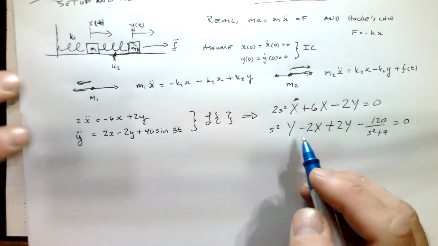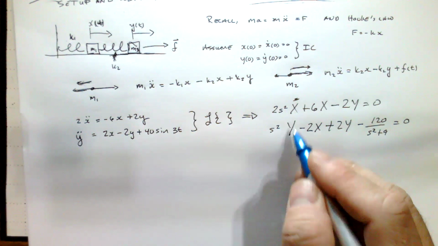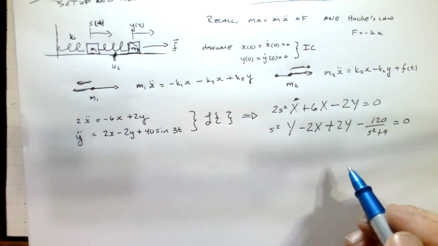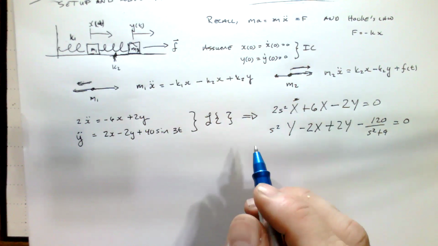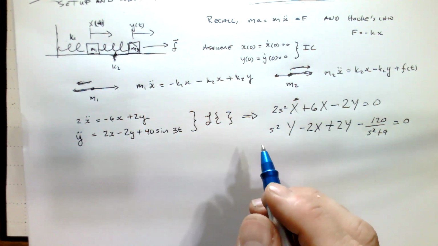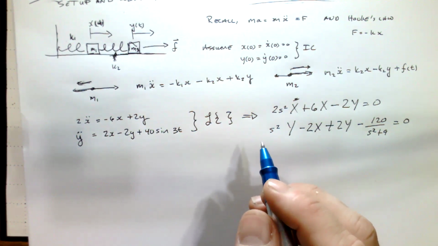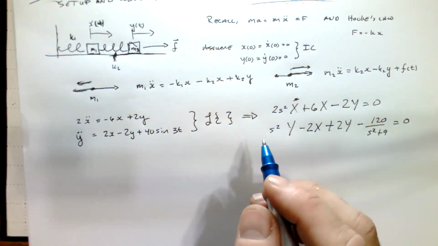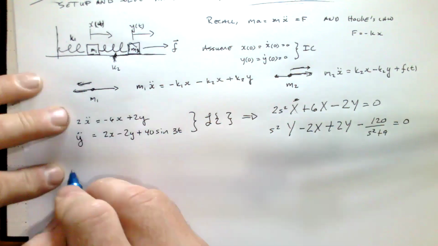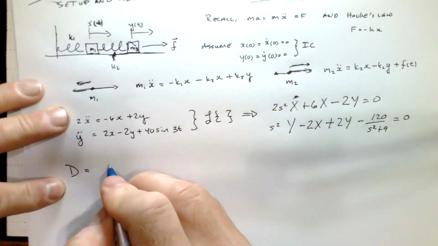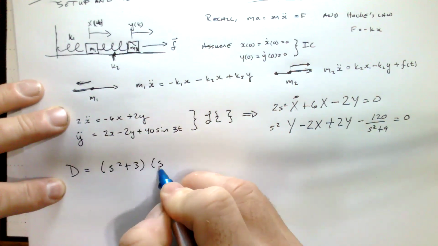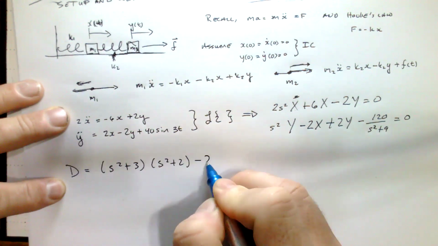Now we can solve this system of equations. This is kind of like linear algebra, right? We have two equations and two unknowns, capital X and capital Y. To solve that, we could use Cramer's rule, and in doing that, we would set up the matrices with the D values. D is equal to the determinant of s squared plus 3, negative 2, negative 2, s squared plus 2, which is s squared plus 3 times s squared plus 2, minus 2.